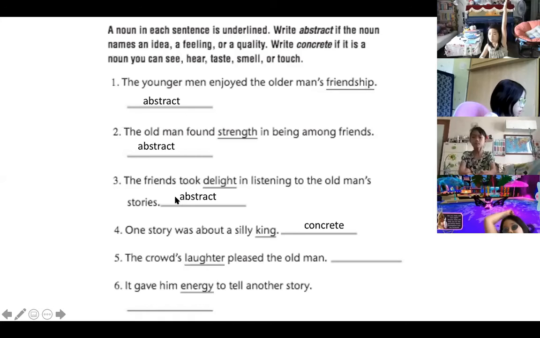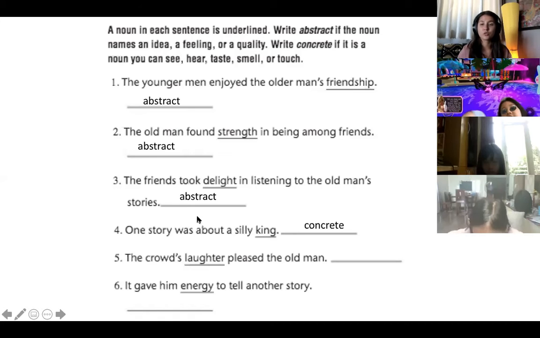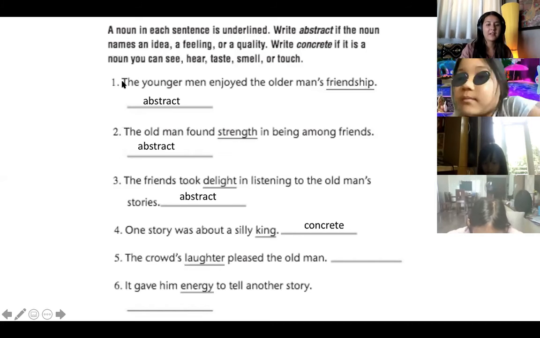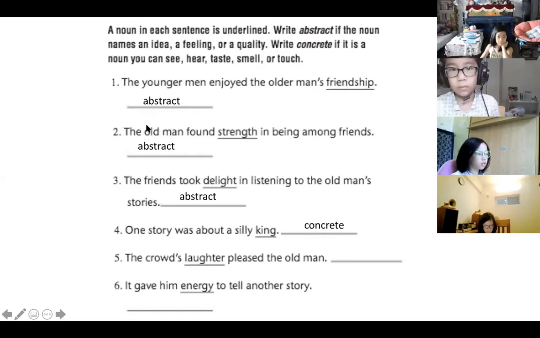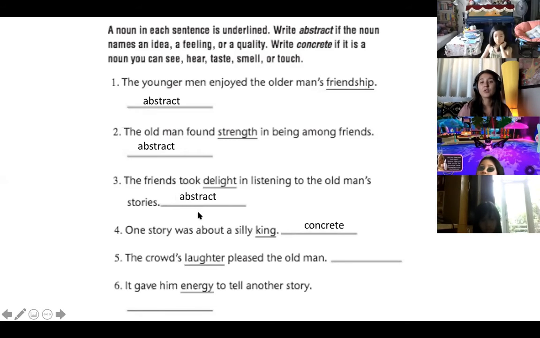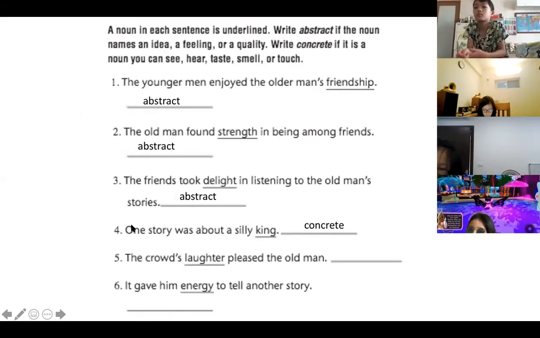Okay, guys, this next question is a little bit tricky. So with number 5, the crowd's laughter pleased the old man. I would like a show of hands if you think this word is a concrete noun. All right, so quite a lot of people wrote the answer concrete. Now, lower your hands. Raise your hand if you wrote abstract for laughter. Okay, so the majority of the class chose the word concrete.